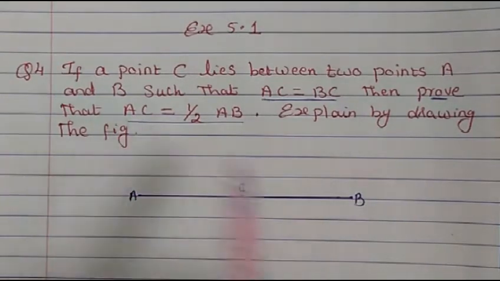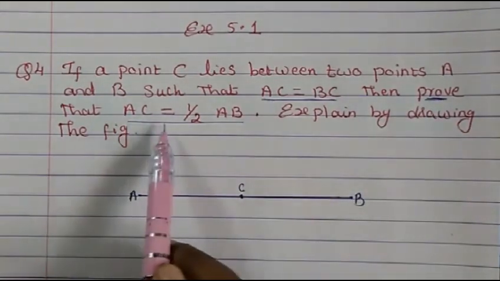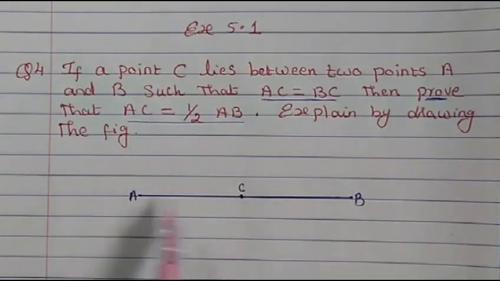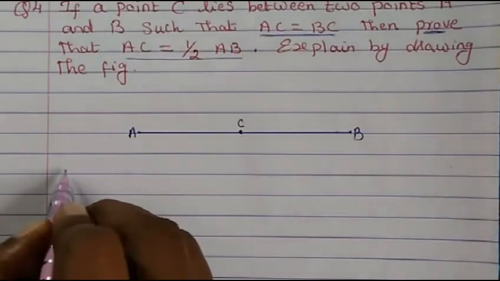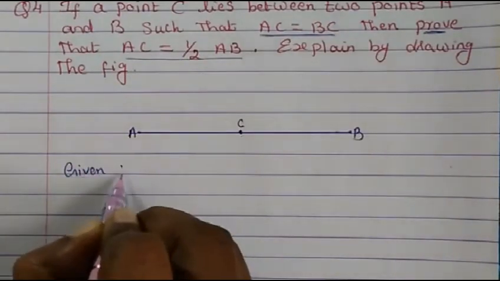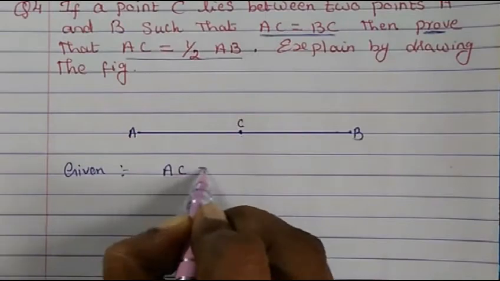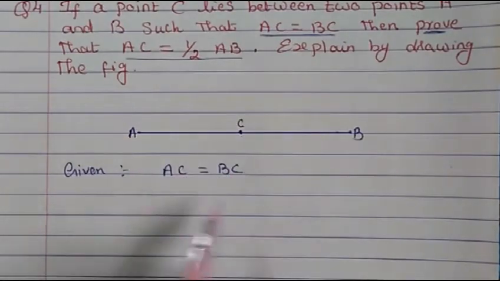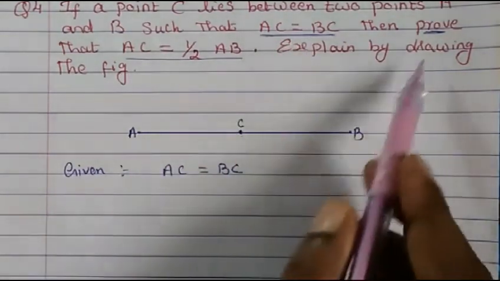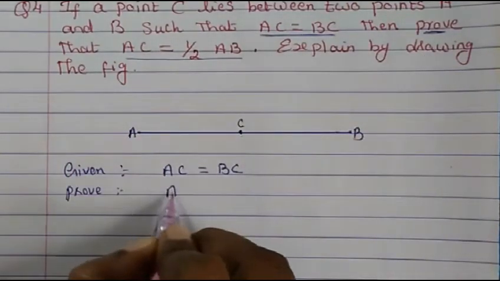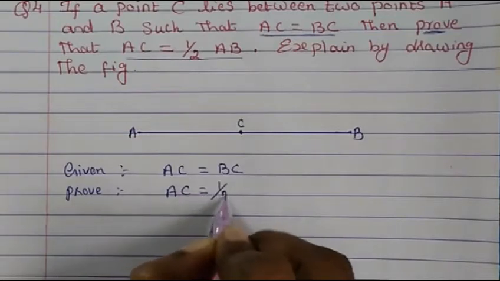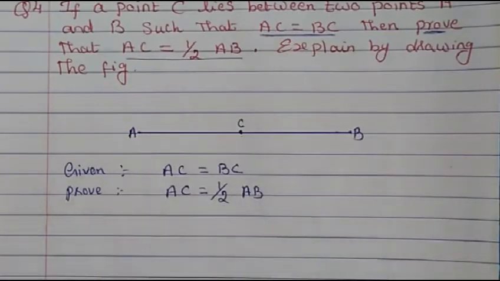Now what we have to prove is that AC is equal to half of AB. That's what we have to prove. So let's begin. What is given to us is AC is equal to BC. It is given to us, right? Now what we have to prove? We have to prove that AC is equal to half of AB.